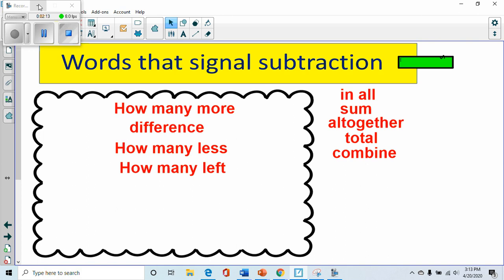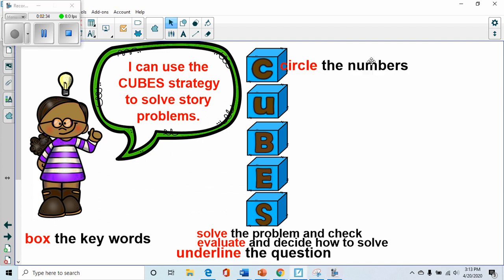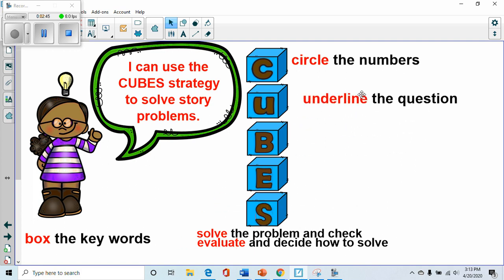Let's take a look at how we can use the cubes strategy to solve subtraction problems. The letters in cubes help me to remember some good strategies to use when I'm problem solving. The C in the word cubes reminds me to circle the numbers. Paying attention to the numbers in a story problem is very important. The U in the word cubes reminds me to focus on the question and underline it. Underlining the question and circling the numbers helps me to solve my problem.